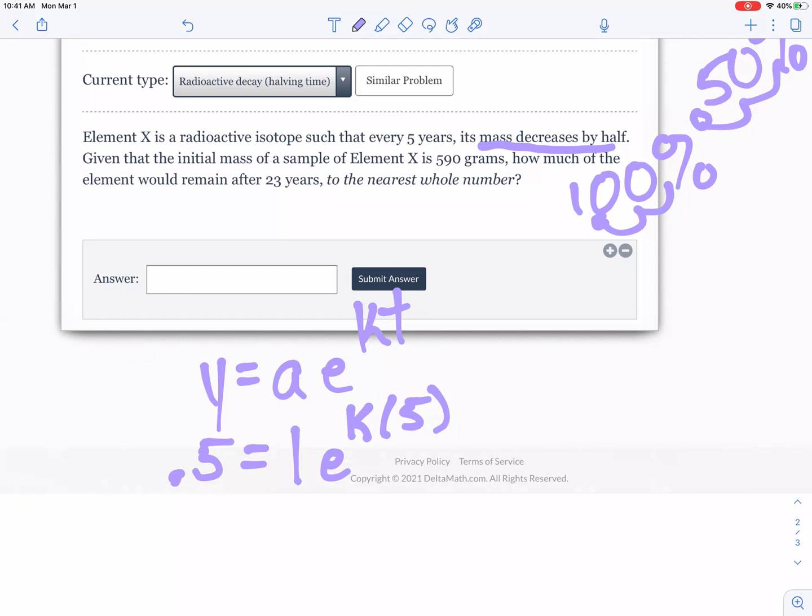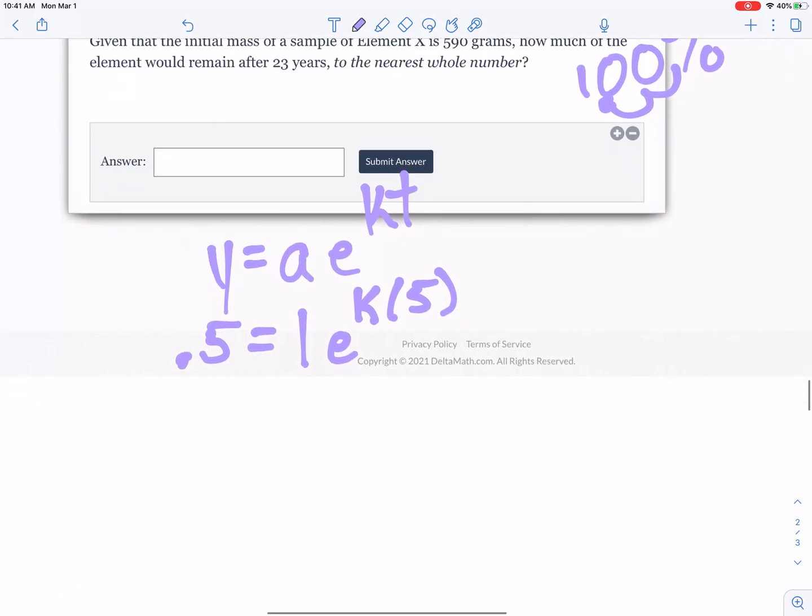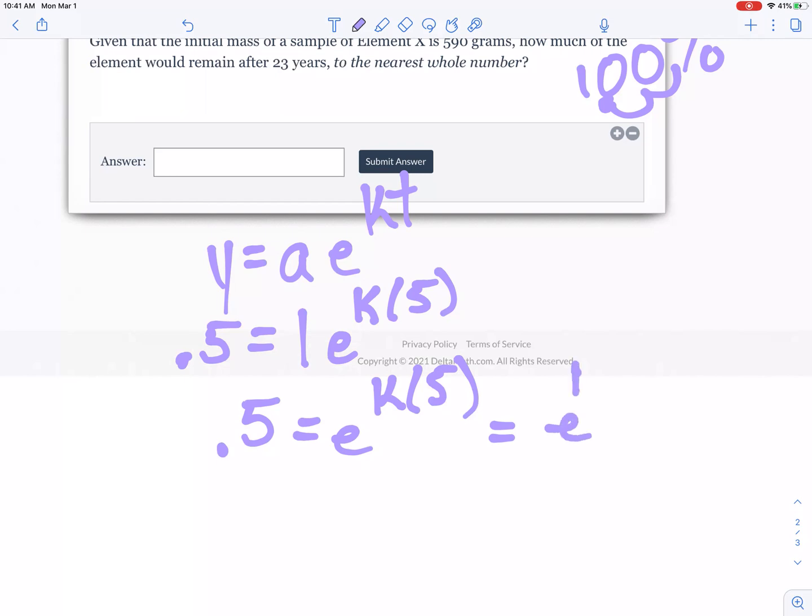So now what I'm going to do is solve for k. So the first thing I need to do is get rid of this multiplier of 1. If it was anything but 1, you would need to divide it away. But it's just 1, so actually, this is just 0.5 equals e^(k·5). Which, for giggles, I'm going to rewrite it the other way. Make that an arrow instead.